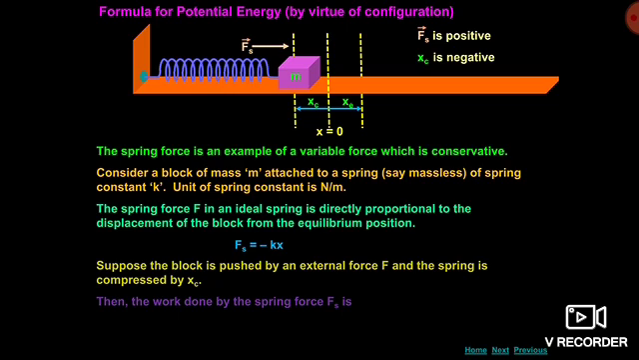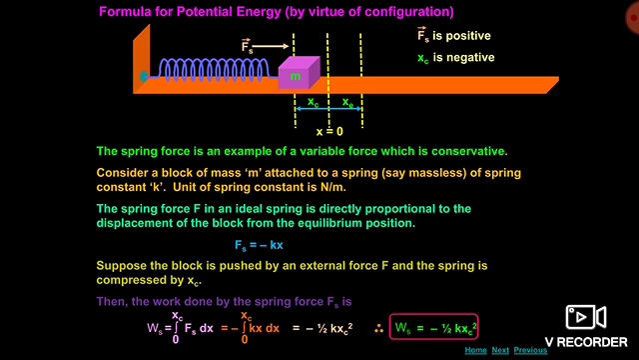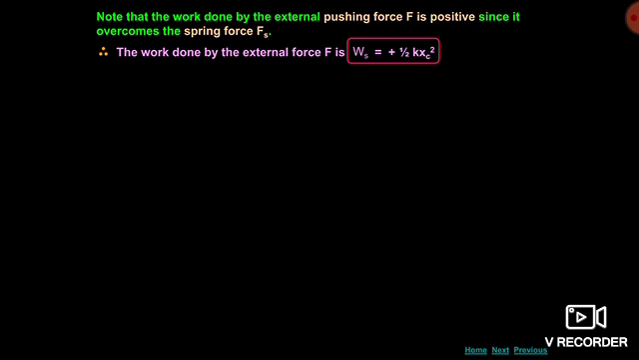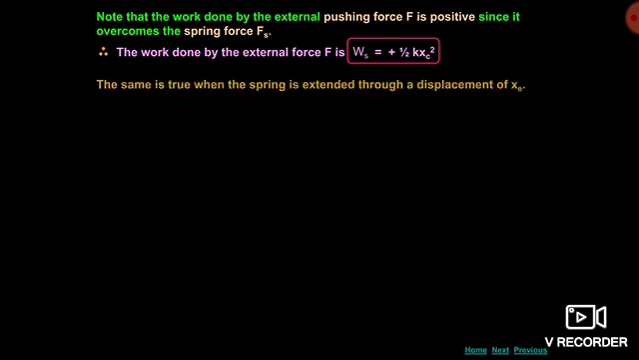Then the work done by the spring force Fs is, we have to integrate it, and when we integrate we get half of kx square c. So work done is equal to half kx square c, where xc is the position to which the spring was compressed. Note that the work done by the external pushing force F is positive since it overcomes the spring force Fs. Therefore the work done by the external force F is half of kx square c.